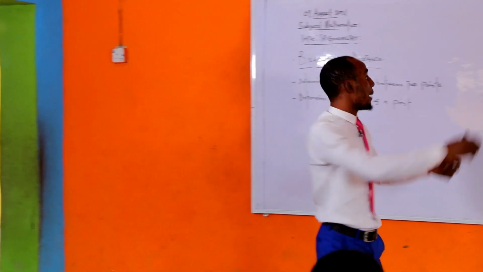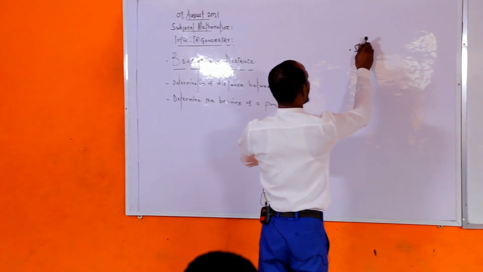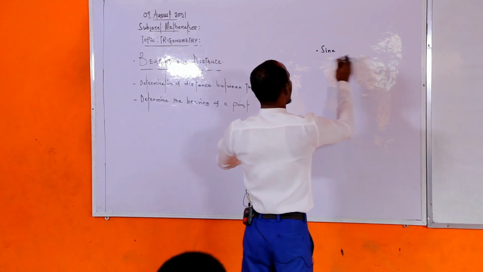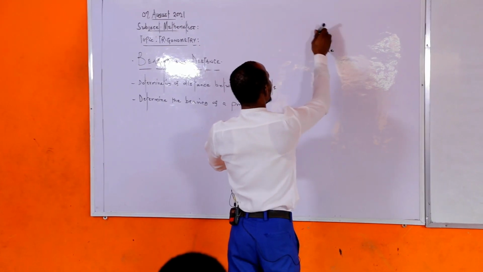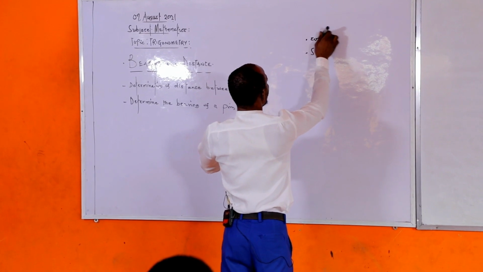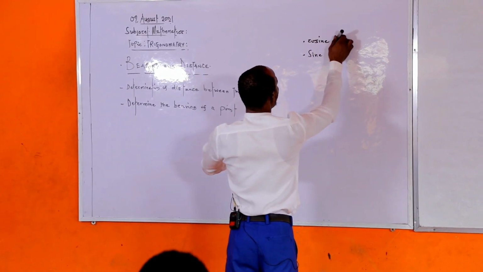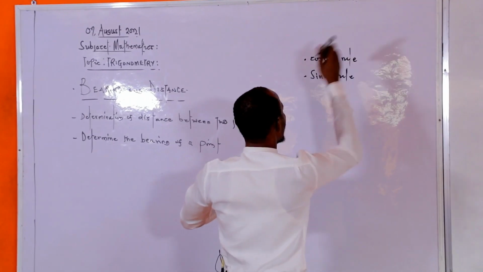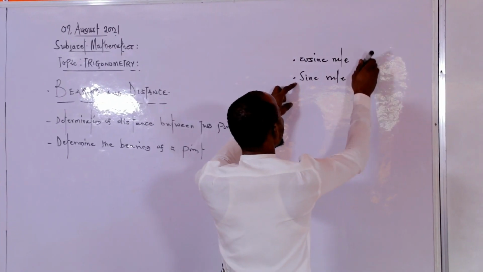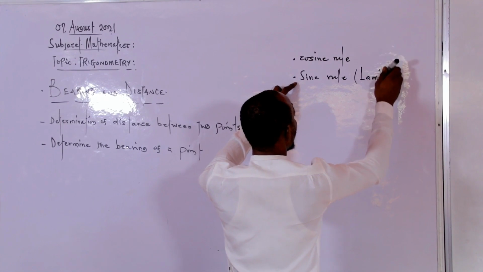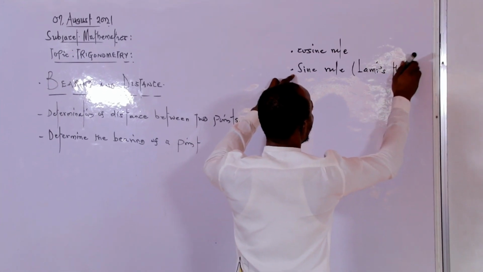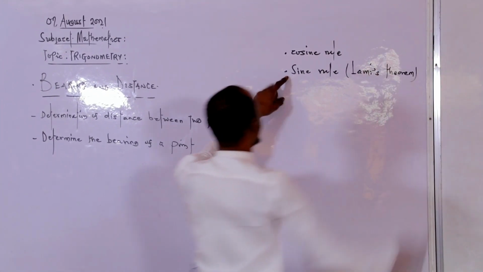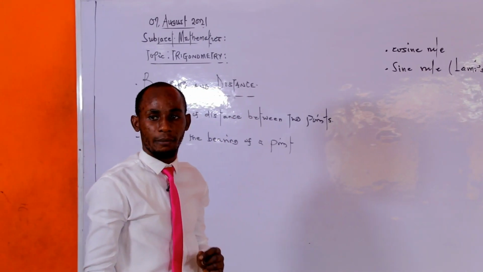I've talked about the sine rule, and I've talked about the cosine rule. Another name for the sine rule is Lami's theorem. I told you. Lami's theorem is another name for the sine rule.